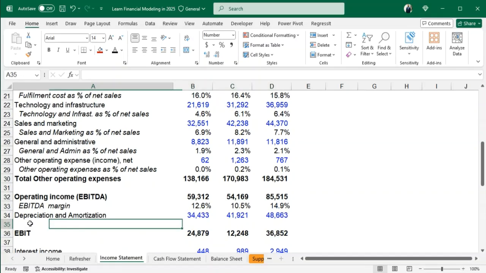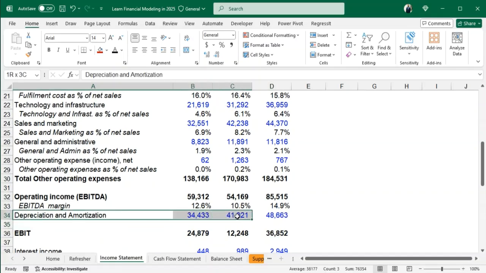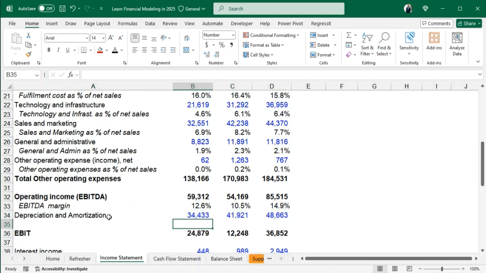For depreciation and amortization, we are going to use what we call the supporting schedule, the depreciation schedule, or the PPE schedule, to be able to forecast this. So we don't need to calculate any historical ratio for depreciation and amortization. So let's continue to EBIT.